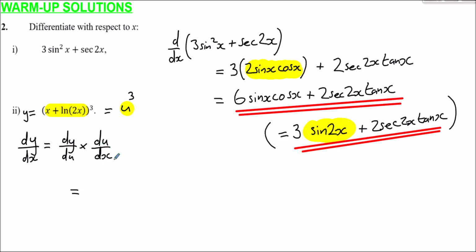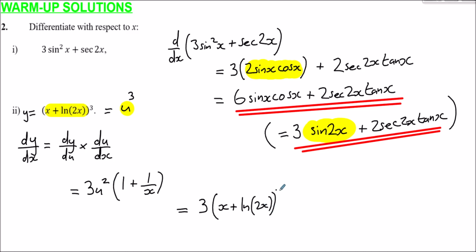So differentiate this with respect to u, that's going to give 3u squared, and then differentiating this in here with respect to x, x would differentiate down to just simply 1, and ln of kx, where k is any constant, just goes to 1 over x. So in simplifying, I've got 3 lots of u squared, so it's 3 lots of x plus ln 2x all squared multiplied by 1 plus 1 over x.